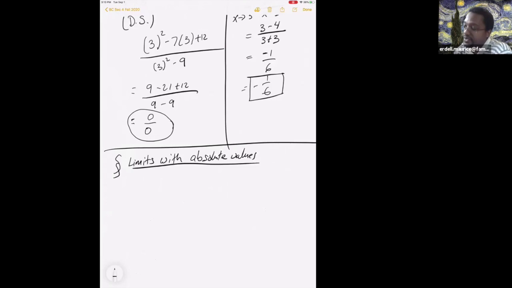Let's say I want to find the limit as x approaches 2 for this function, absolute value of x minus 2 divided by x minus 2. I chose a nice simple example because we're running out of time. So in this problem, the first thing I should try is direct substitution, correct?